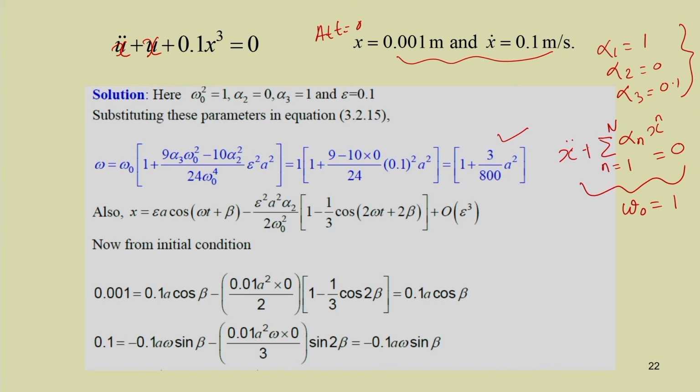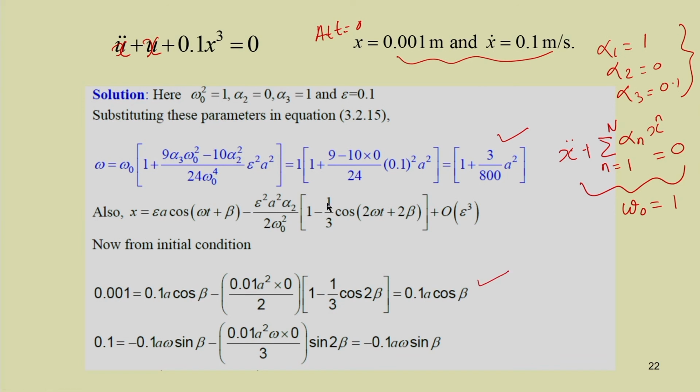This x can also be written as x equal to epsilon a cos of omega t plus beta, minus epsilon square a square alpha 2 by 2 omega square omega 0 square into 1 minus 1 by 3 cos of 2 omega t plus 2 beta. Here you just note, now you substitute this equation. By putting this initial condition at t equal to 0, x equal to 0.001, this expression can be written, and you get 0.001 equal to 0.1 a cos beta.